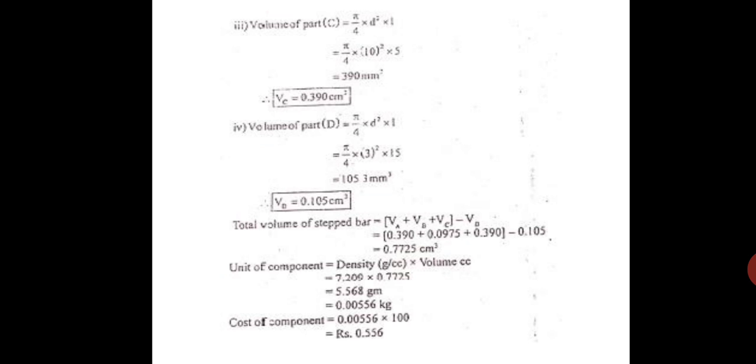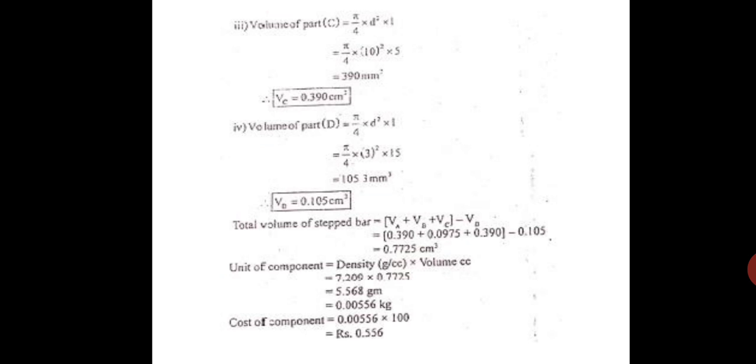So total volume of the stepped bar is VA plus VB plus VC minus VD, that is 0.39 plus 0.0975 plus 0.39 minus 0.105. You get the volume as 0.7725 centimeter cube. Now the mass of the component is density into volume. Density is equal to mass by volume, correct? Density is nothing but mass by volume. So mass is equal to density into volume.